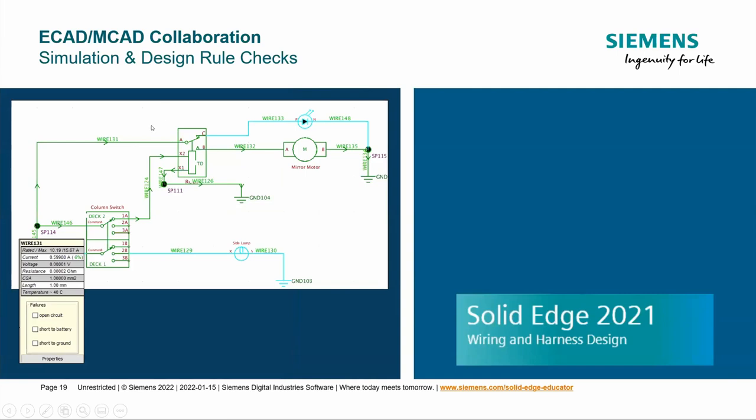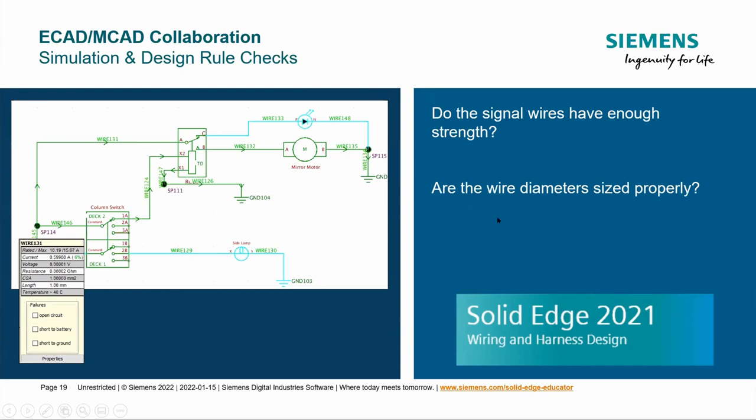So from the electrical team, what are they thinking about? What keeps them up at night? What about the signal wire? Do I have enough strength with this new wire length to reach my devices so it behaves properly? They're trying to answer those questions. Are the wire diagrams sized properly? And fuses, there was a discussion where Chris talked about fuses. Are the fuses the proper size?